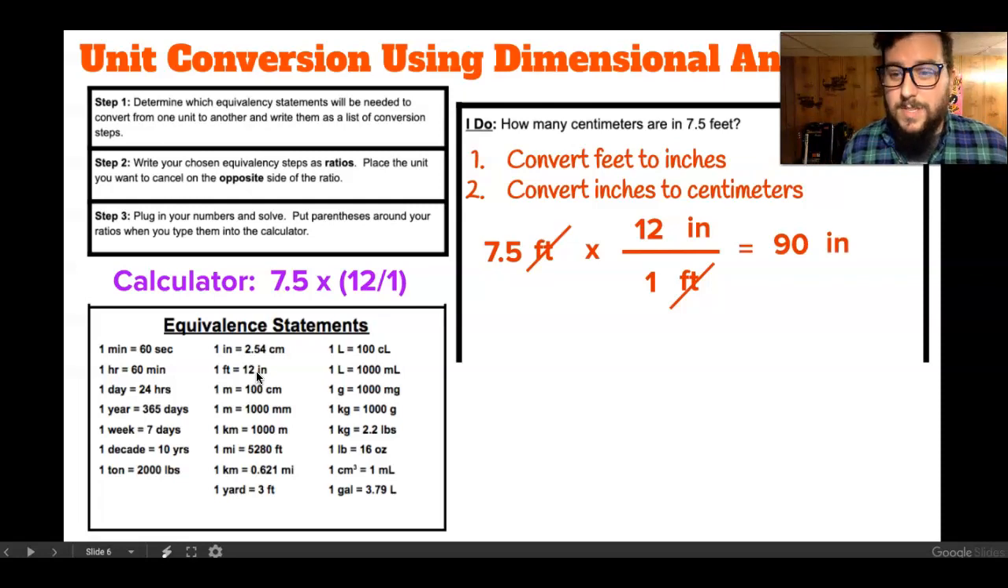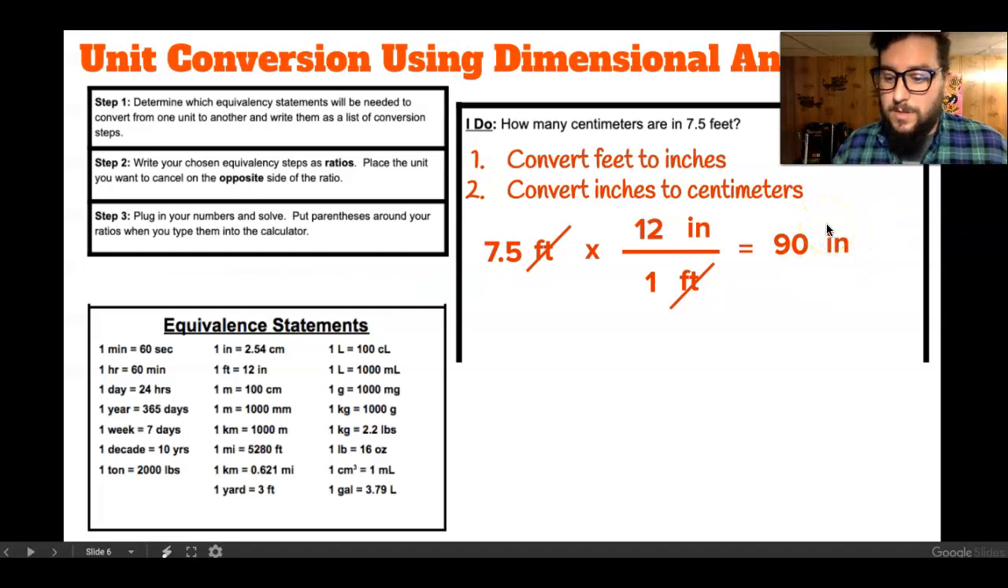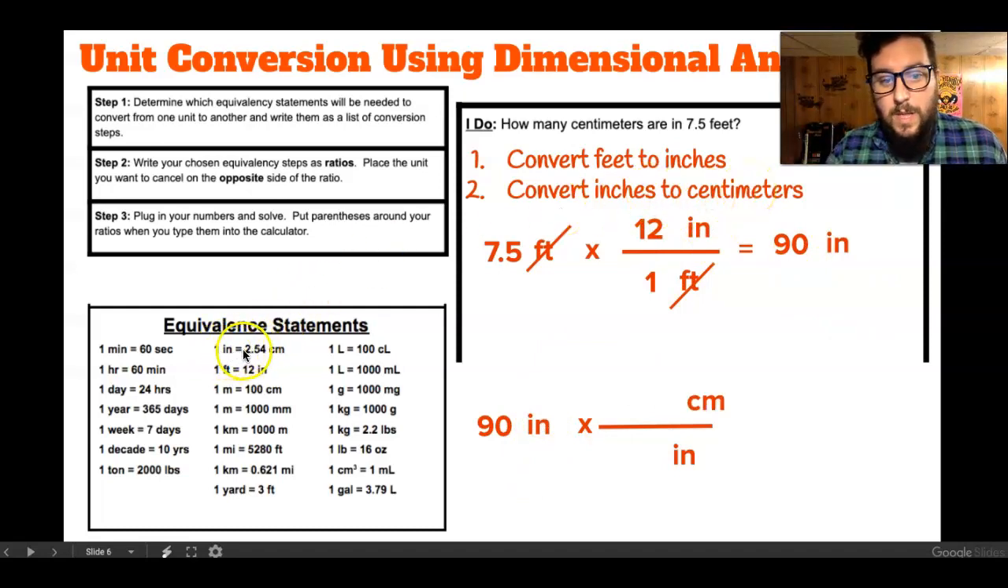All right, so the second step is to convert inches to centimeters. So we're going to start with these inches that we just found out. So we take the answer to the first part and use it to start the second part. 90 inches, and we do times and a line. And now we need to put our units in the right spot. We have inches here and we want to get rid of it, so let's put it on the bottom. And we want to change those inches to centimeters, so let's put them on top. And our equivalency statement here, 1 inch equals 2.54 centimeters, gives us the numbers to plug in.